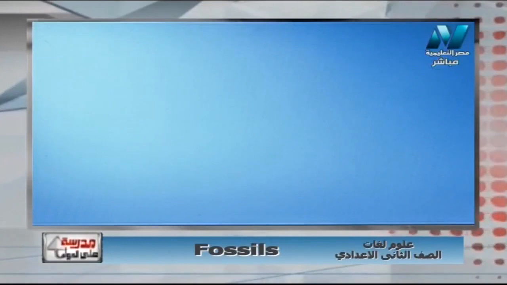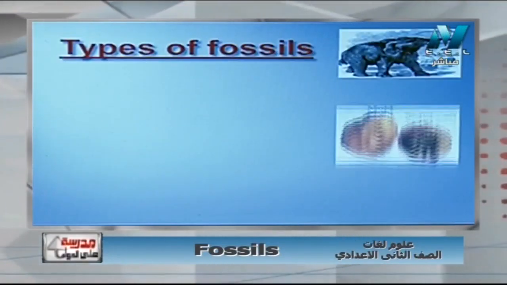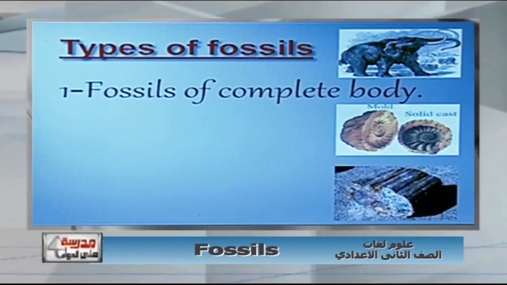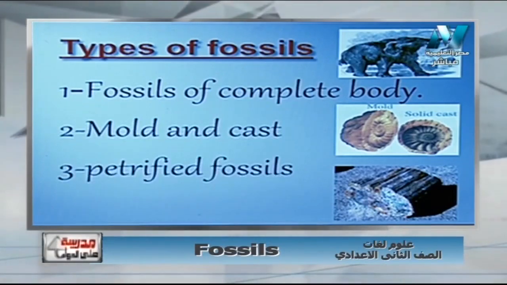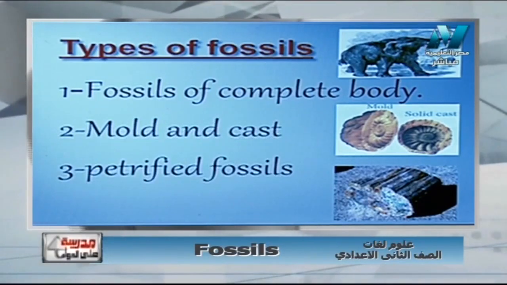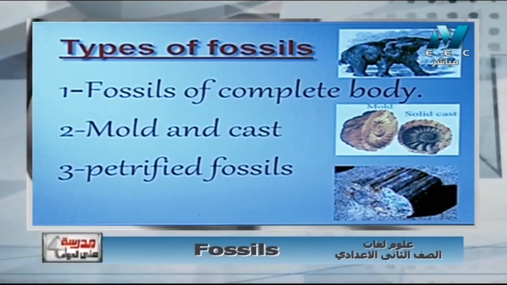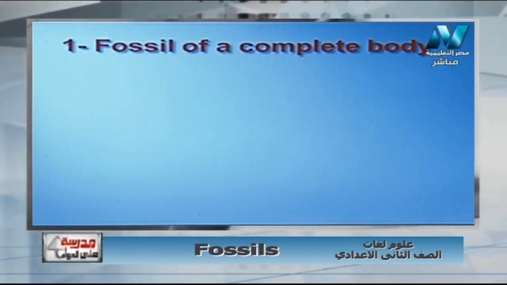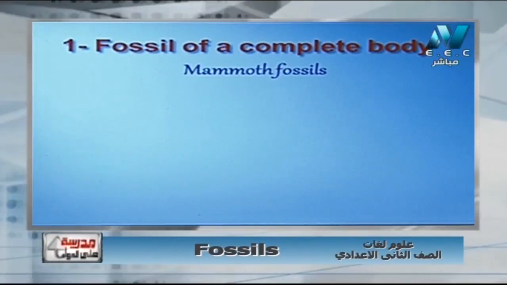Let's start the types of fossils. We have 4 types: complete fossils, mold and cast, and petrified fossils. Have we seen from the picture? An example of the complete fossil is the mammoth. Now let's see what's meant by complete fossil. Okay, now we are going to discuss the types of the fossil.